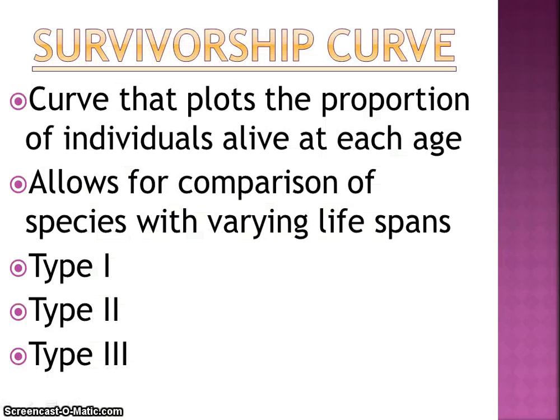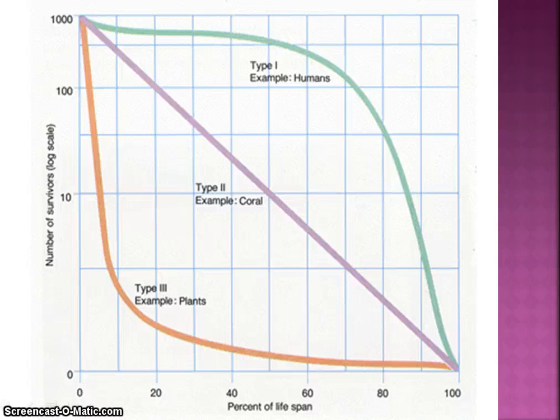Survivorship curves plot the proportion of individuals alive at each age. It pretty much allows for comparison of species with varying lifespans. So type 1, mortality remains low for much of the organism's life and then increases sharply as the individuals reach old age. This is very typical of humans.